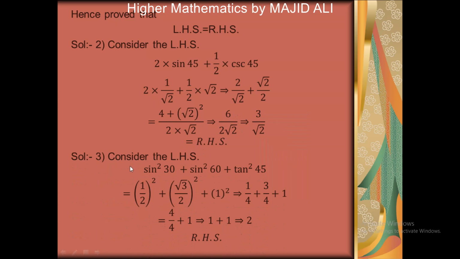Now this is the third part, where we consider the left hand side: sin square 30 degree, sin square 60 degree and tan square 45 degree. The value of sin 30 is 1 over 2. Here is the square, so we put the square on the value of sin 30. Similarly, we do this for sin 60. For tan 45, we have only the value 1. By squaring all these values, 1 over 4 plus 3 over 4 plus 1, which is equal to 4 over 4 plus 1. 4 cancels out with 4, which is equal to 1. 1 plus 1 is equal to 2.